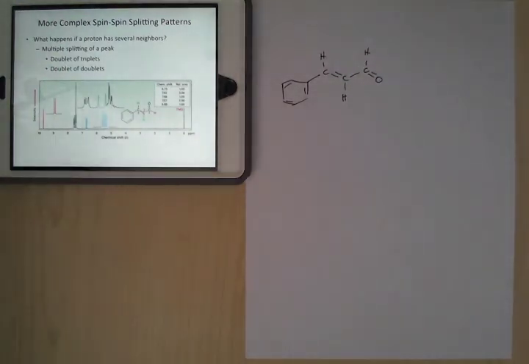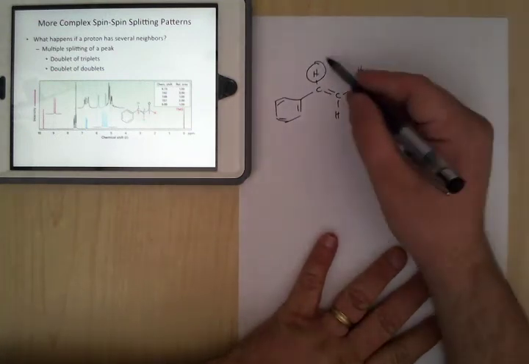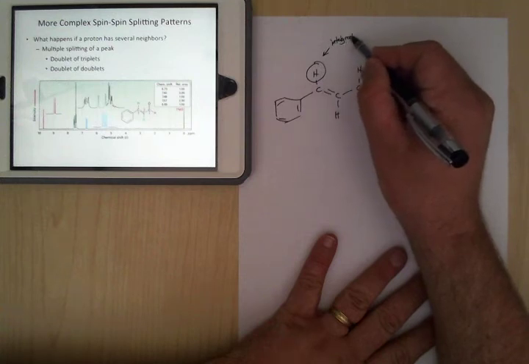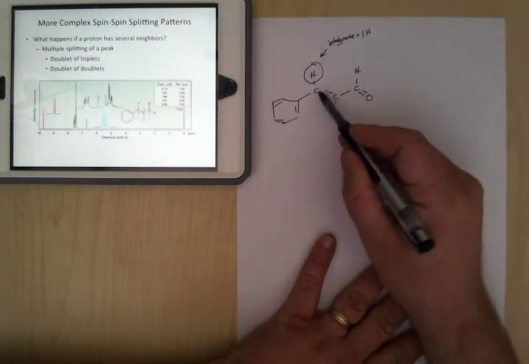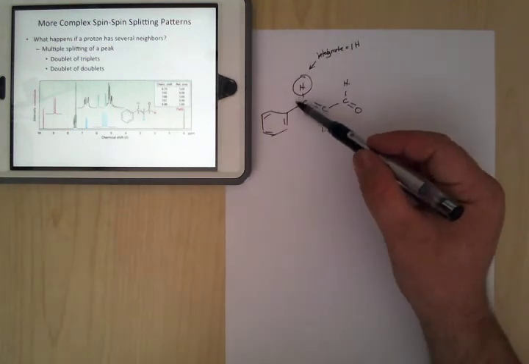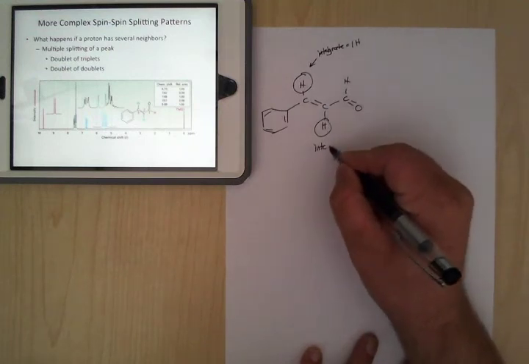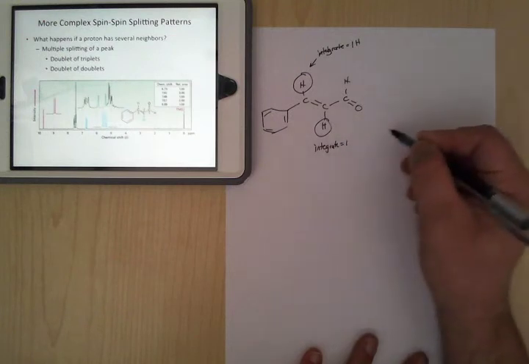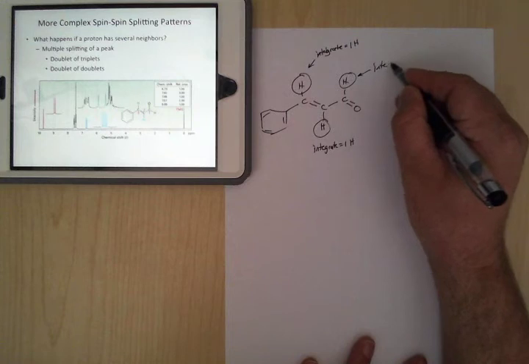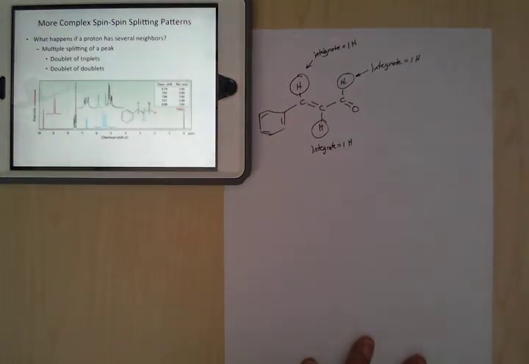So this one here is going to integrate one hydrogen, because the integration tells you how many equivalent hydrogens are on that carbon. So this is going to integrate to one hydrogen. This is going to integrate one hydrogen. Now, what's the splitting going to look like?